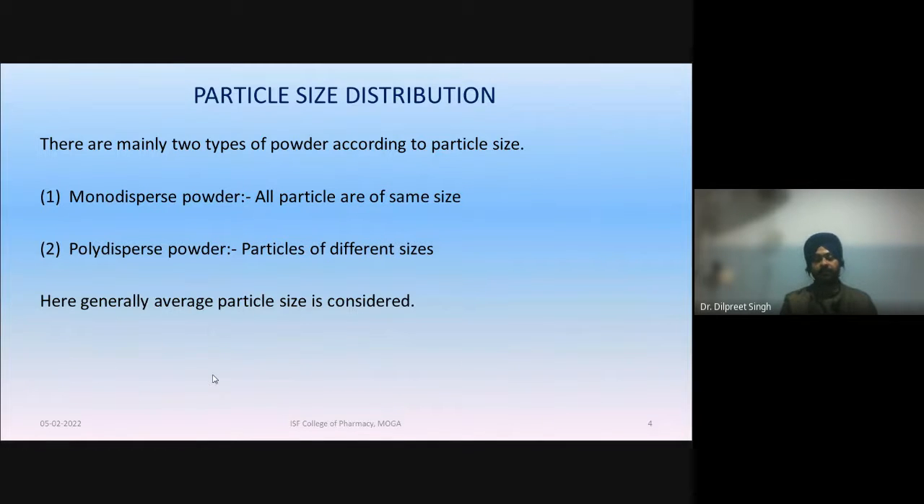When we talk about the calculation of average particle size, the monodispersed powder shows reduced or almost negligible error as compared to the polydispersed powder for oral bioavailability enhancement.